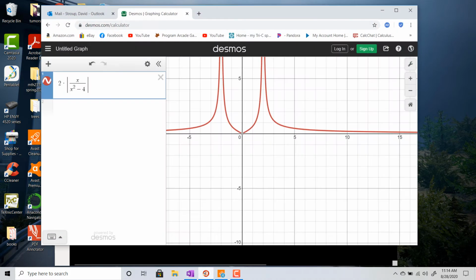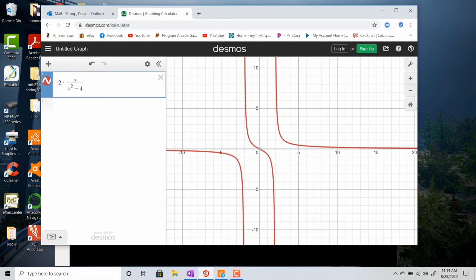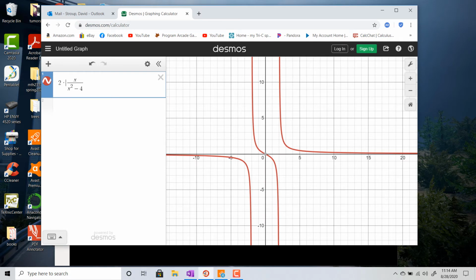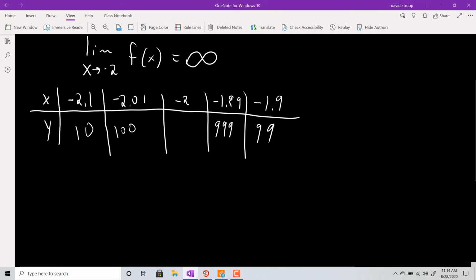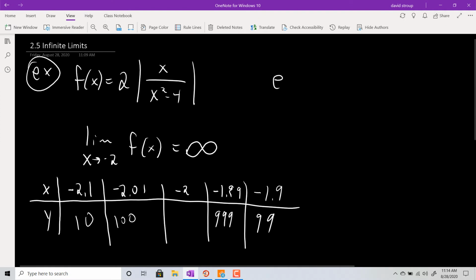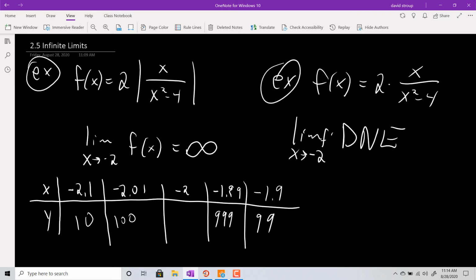Let's see what happens if we drop the absolute value. Let's experiment a little bit like we're scientists. In this case, in one direction it goes to positive infinity, and in the other direction it's going to negative infinity. In those cases, we can't really put a value on our limit. So if we had f of x without the absolute value, 2 times x over x squared minus 4, for the limit as x approaches -2, we would just have to say it does not exist.